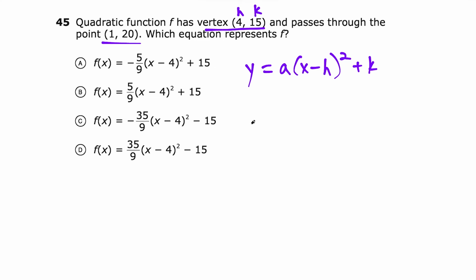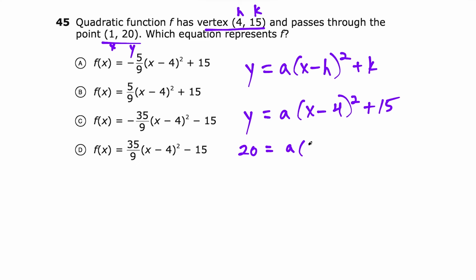So I could plug into this formula and now we could say y equals a times x minus 4 squared and then plus k, and k is equal to 15. And now the next thing that we know is that the point (1, 20) is on this parabola, the graph of this quadratic equation. So we could plug in x equals 1 and y equals 20, and that's going to tell us what a is. So we plug in and we have 20 equals a times 1 minus 4 squared plus 15. And now we just have to do the algebra here.